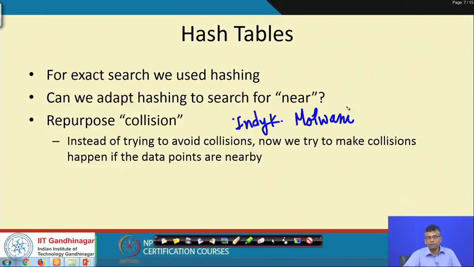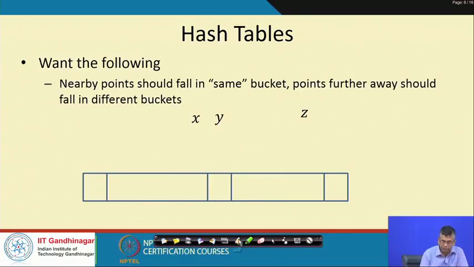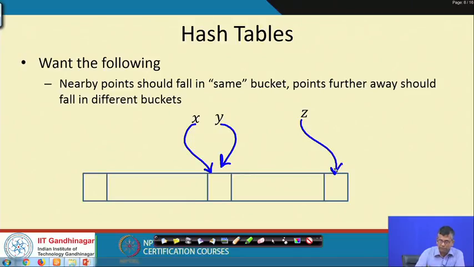The fact that this is possible, and that it is possible efficiently, are not obvious questions. So here is what we want. Supposing you have two points x and y that are close, but x is far from z and y is far from z. Then you want x and y to go to the same bucket, but you want z to go to a different bucket. Farther off points should fall in different buckets, and points that are nearby should fall in the same bucket. Okay? This is what we want.